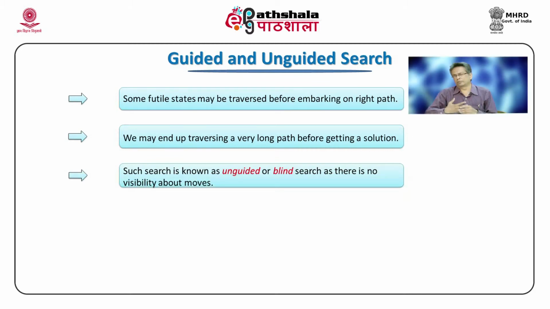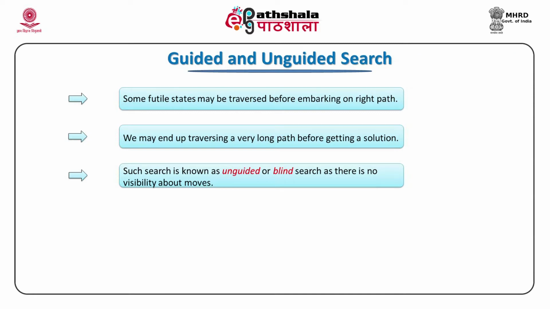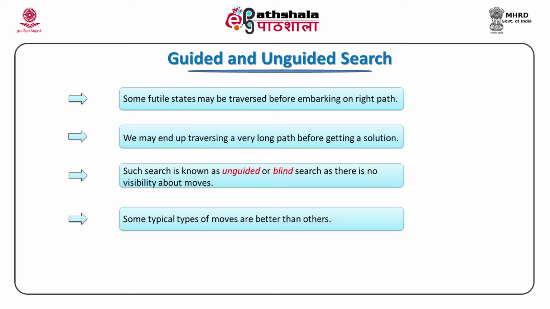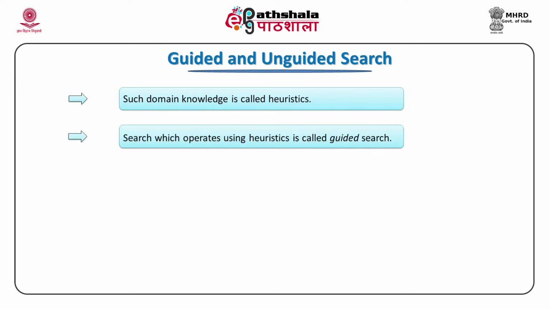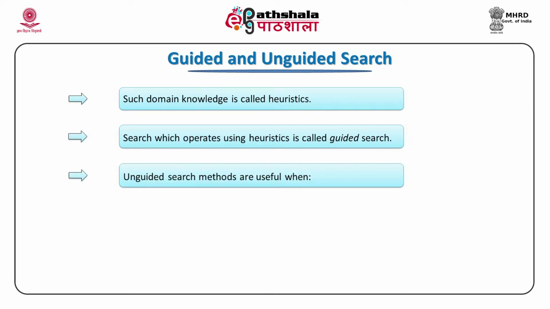This type of search where we do not have any help from heuristic, we do not have any domain knowledge, we do not have any information about which move is better compared to others, we call it unguided search. In fact, that is what we are going to see, that some typical types of moves are better than others, but we do not know that right now, and that is why we are using unguided search. We have already seen some domain knowledge. If you have that domain knowledge, where you can say which move is better than the other, it is called heuristic. If you use heuristic, it becomes guided. If you do not use heuristics, unguided.